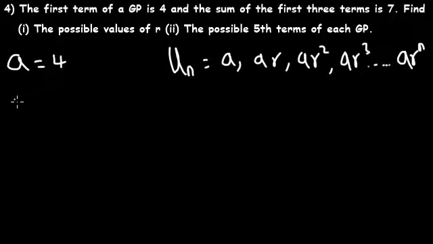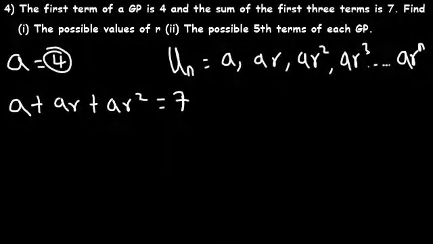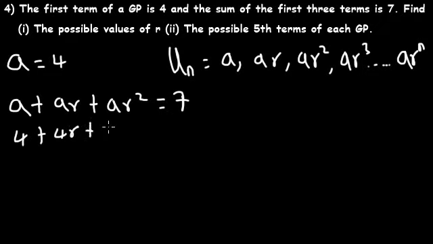So the sum of the first 3 terms is A plus AR plus AR squared. They said the result is 7. Now earlier we said A is 4. So upon substitution for A, we have 4 plus 4R plus 4R squared equals 7. And at this point, we can set this up as a quadratic equation, as that will be the best thing to do in order to get the value of R, as we already have a trinomial.